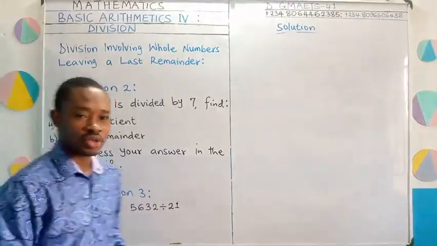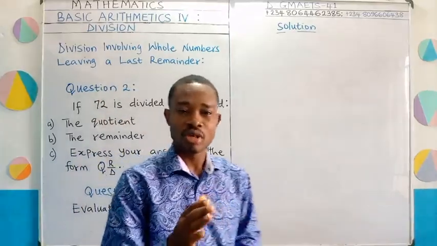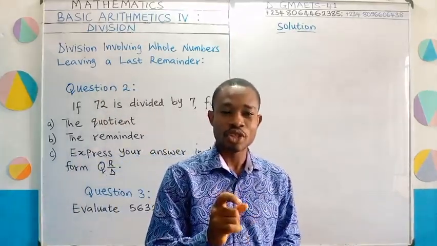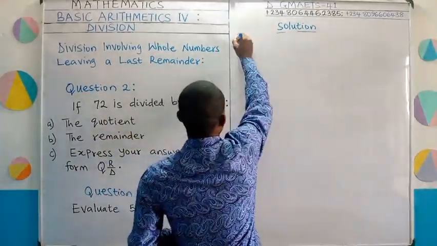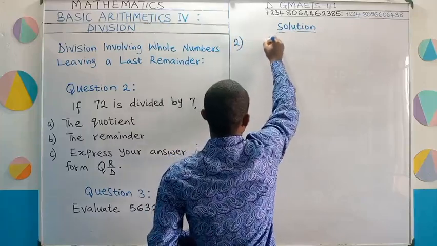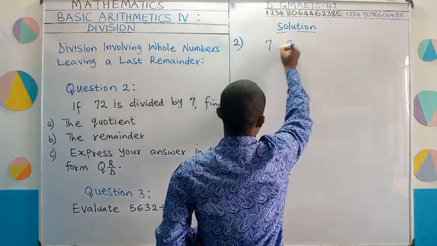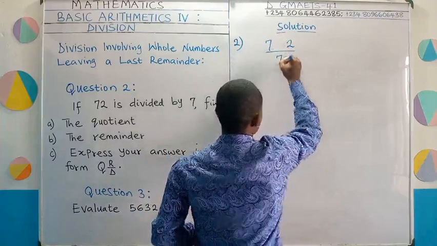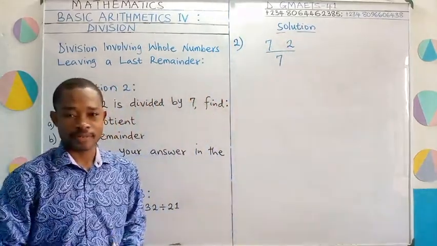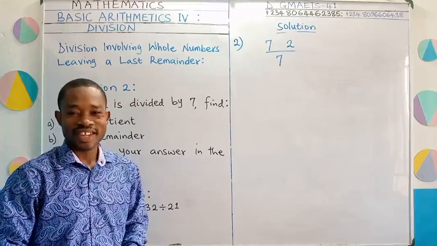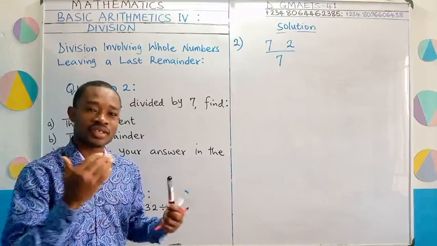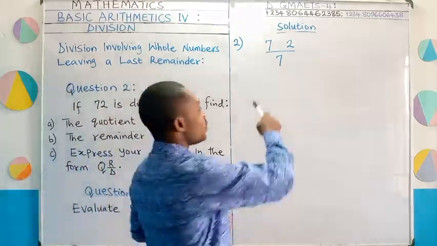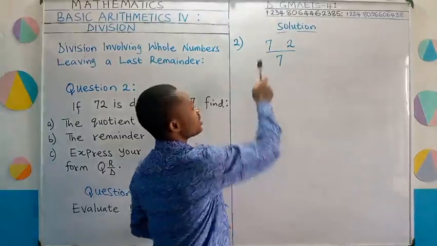Solution to question number 2, we are dividing 72 by 7, after which we are to find the things given to us there. So let us see how we go about that. Are you ready? Now we have a 2-digit number to be divided by this 1-digit number. So we are going to take them one after the other. We go to the first digit in the numerator, that is 7.